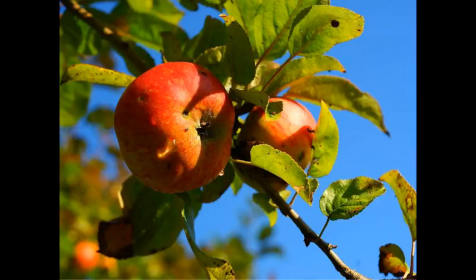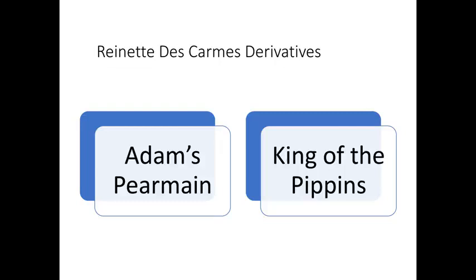Alright, this is Renet de Carmes. This is a French apple, and it's the ancestor of a great many French apples. It crossbred with Renet the French, again, and gave rise to Renet Holland alongside many other cultivars. And Renet Holland gave rise to a great many cultivars all across France and many parts of Europe, and a few in Australia as well.